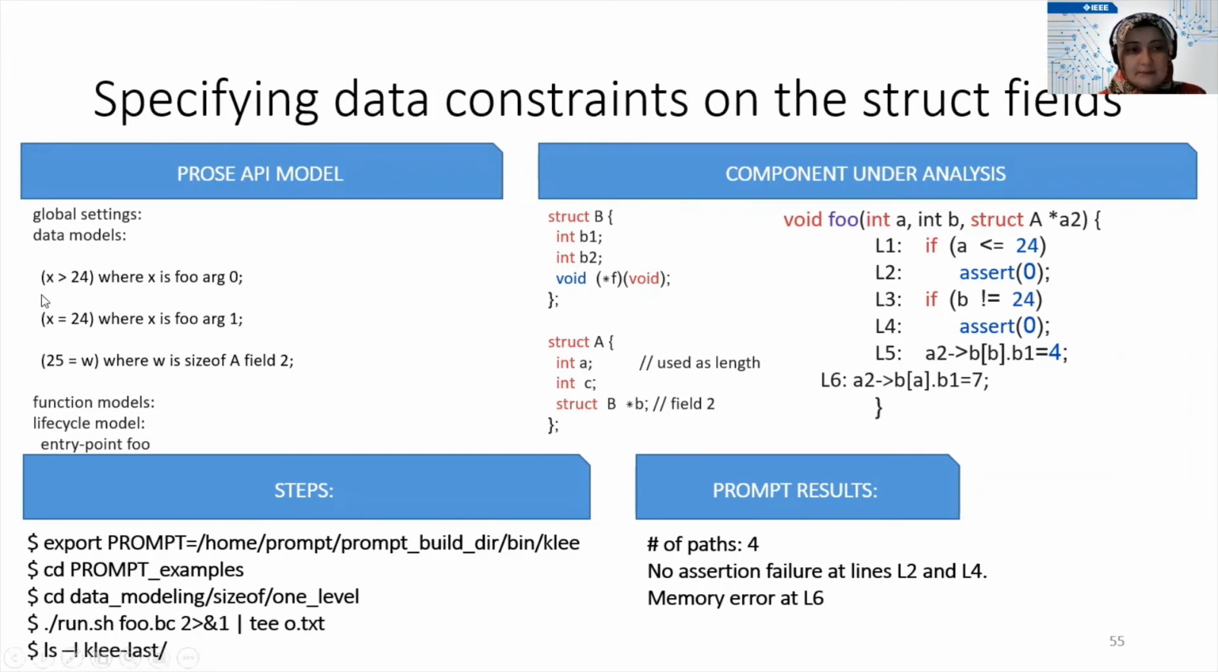We also have some constraints about the first and the second argument. We say that the first argument, A, is greater than 24, and the second argument, B, is equal to 24. If you look at these if statements carefully, these actually should not hold, because they're just the reverse of these constraints. So we shouldn't reach the assertion failures at L2 and at L4.